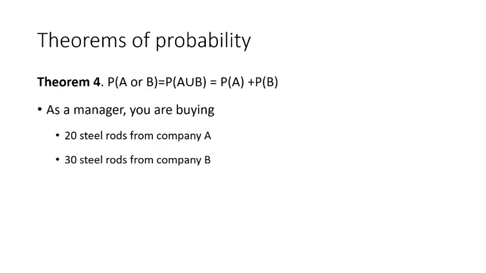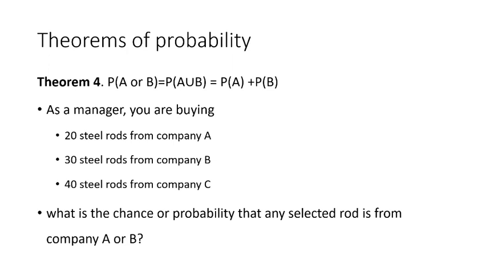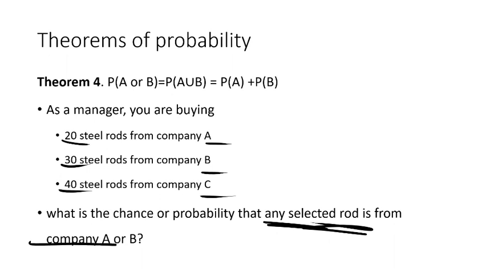Another example says that you are a manager and you are buying 20 rods from A, 30 from B, and 40 from C. What is the chance that any selected rod is from company A or B? We will approach this as a mutually exclusive problem, because it cannot happen at the same time that it is from A and B. It is from either company A or company B. So you don't buy them at the same time. Let me say here, it cannot be from A and B at the same time.